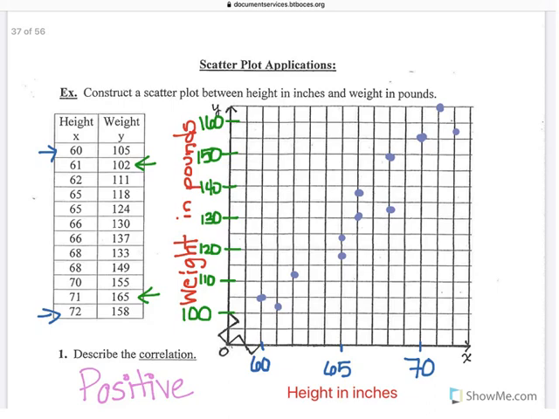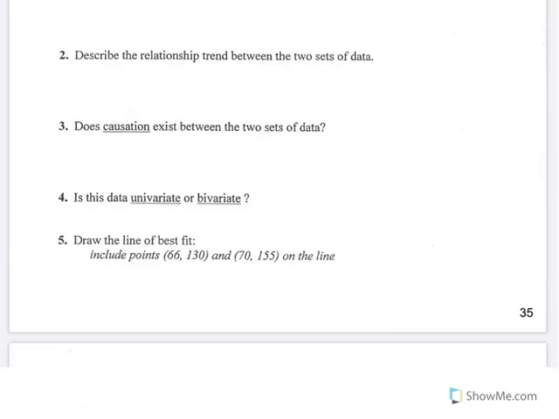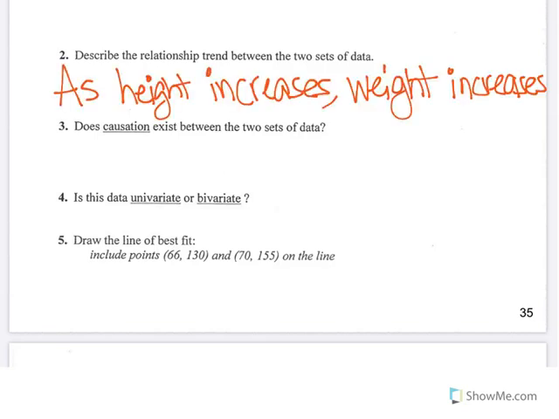And then question 2 says to describe the relationship trend between the 2 sets of data. So to describe it, you're going to say as height increases, weight increases. Then question 3 says, does causation exist between the 2 sets of data? Causation means, does one thing cause another to happen? So this can go kind of either way, but as you focus on the x first, can height cause weight to change? And yes, your height can cause your weight to change. So as you continue to get taller, your weight is going to change as a result.